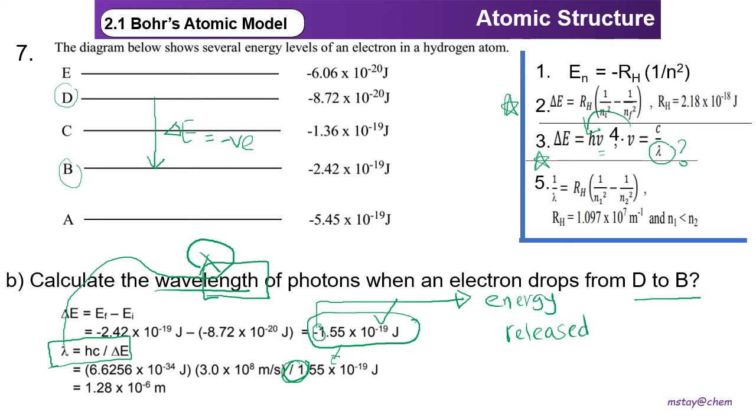So press the calculator, then please be alert if you didn't change the unit, because the speed of light is in the unit of meter per second, so the unit here is also meter. If the question specifies to calculate the wavelength of the photon in nanometer, okay, then you need to convert to nanometer.